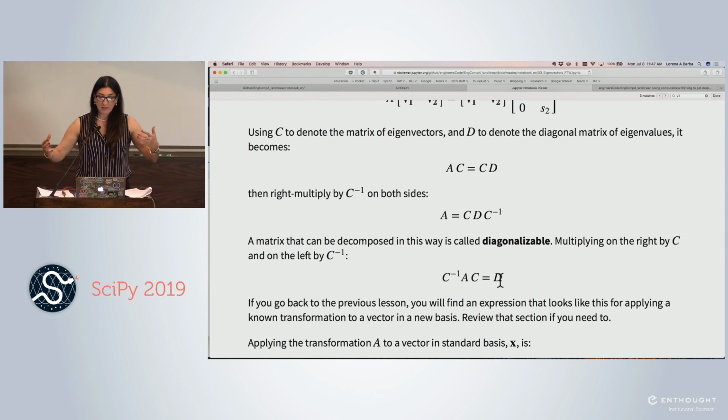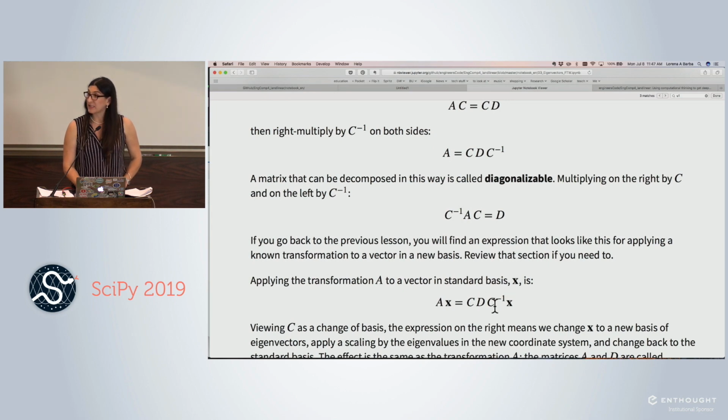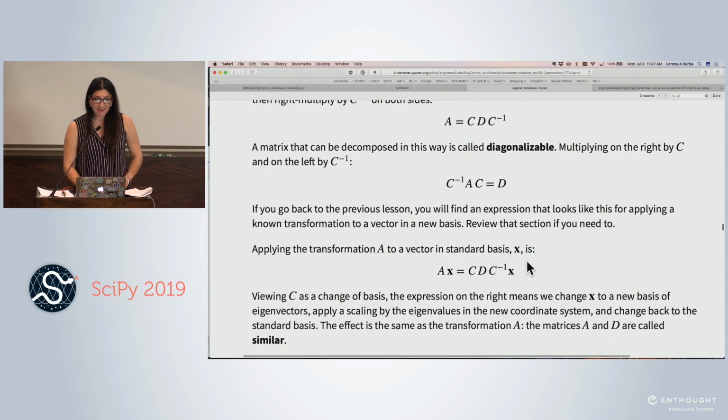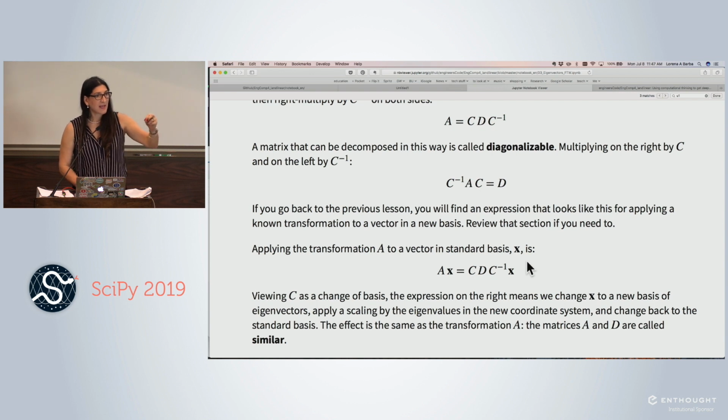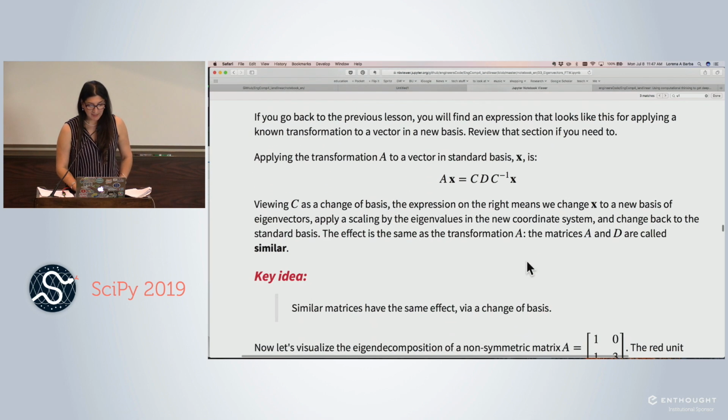We can always transform the action of A into a diagonal matrix and a change of basis, essentially. If you remember our discussion of change of basis before, it had this form. So we're saying that up to a change of basis, A has the same effect as a diagonal matrix. That's why it's called diagonalizable. A and D, by the terminology of linear algebra, are called similar. Their effect is the same up to a change of basis. And this is a key idea in linear algebra as well.